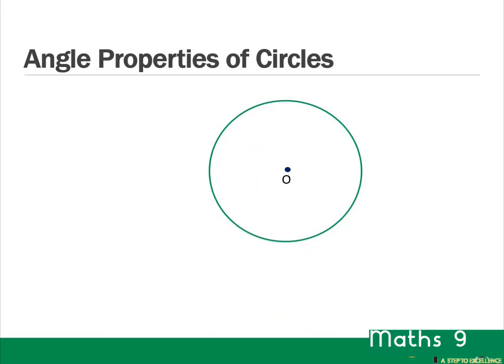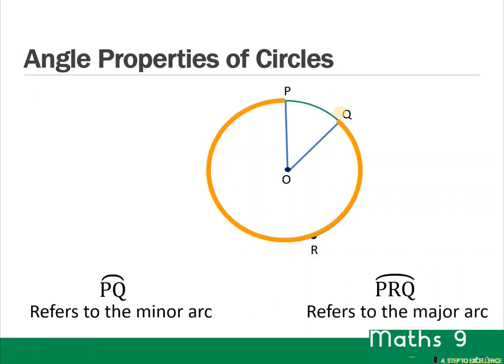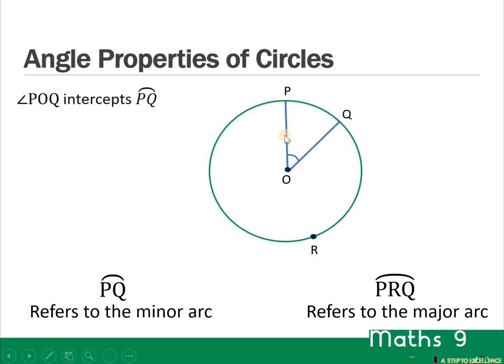Angle properties of circles. Here we've got a diagram with 3 points on the circumference P, Q and R. The arc PQ refers to the minor arc, that's this short arc here. And the arc PRQ refers to the major arc, that's the larger arc that goes all the way around through R. This angle here is called angle POQ, and we can say that angle POQ intercepts the arc PQ.